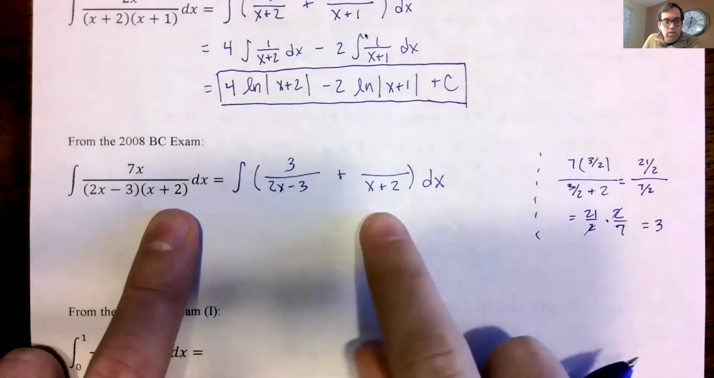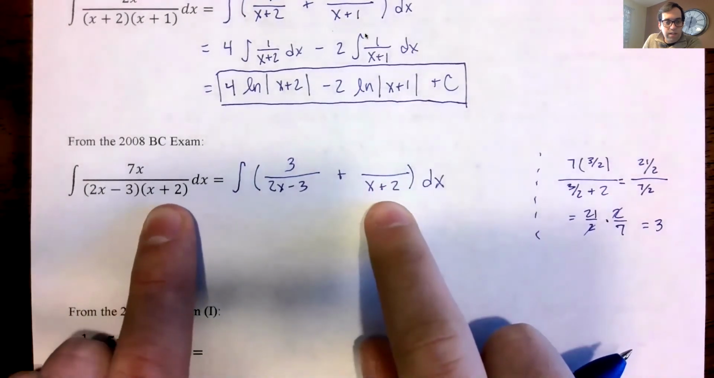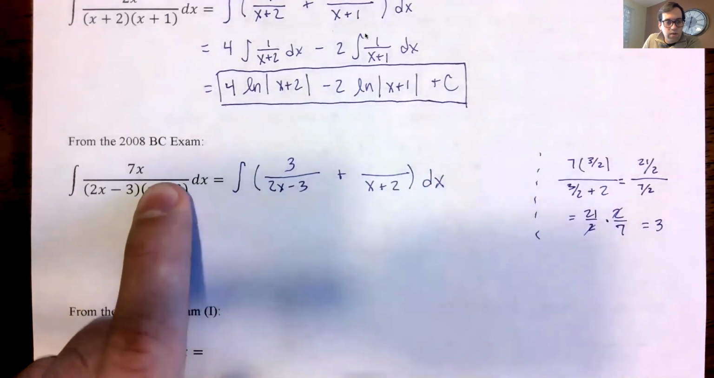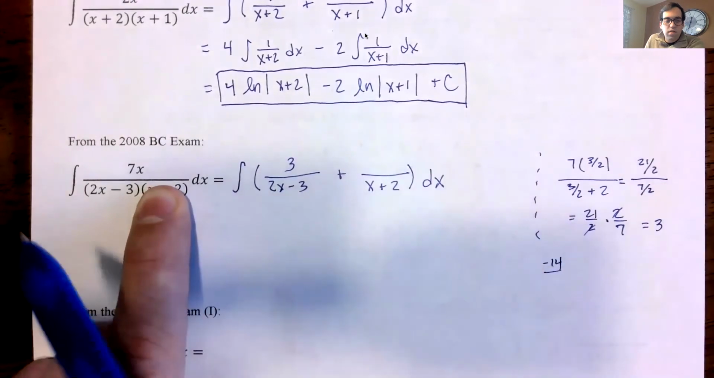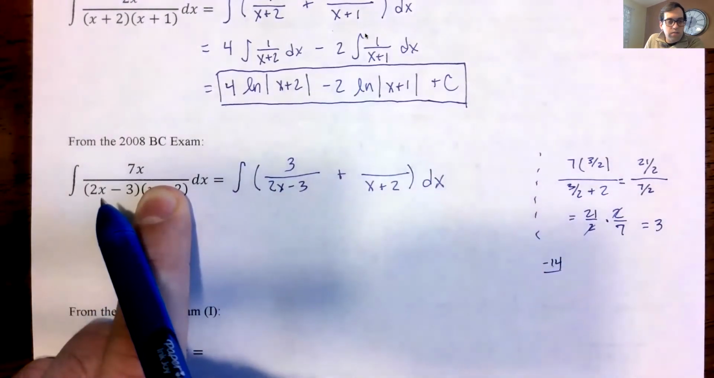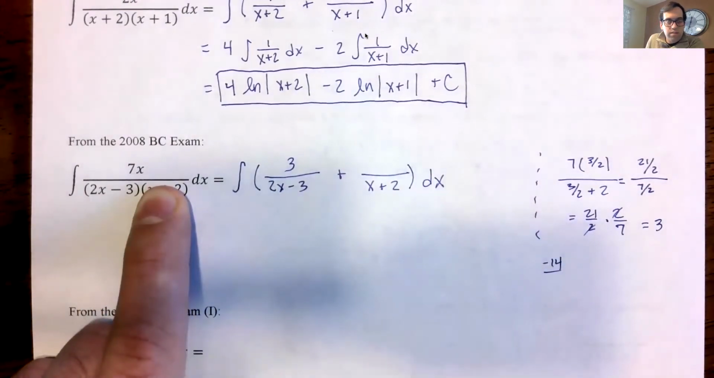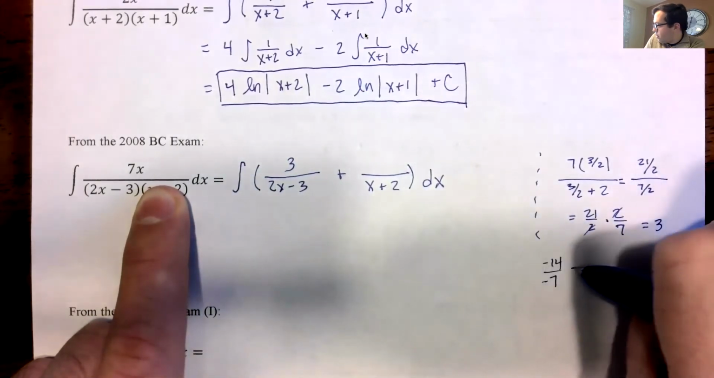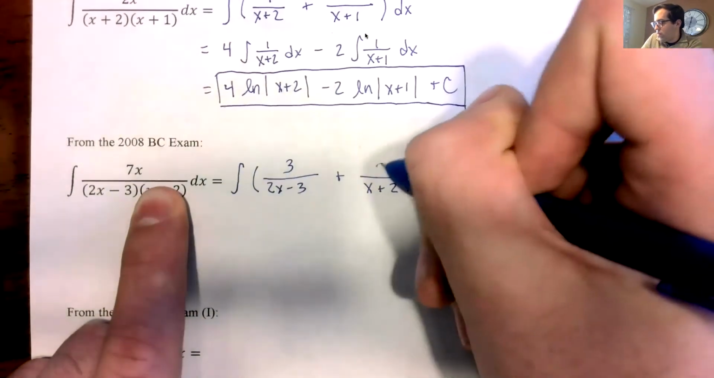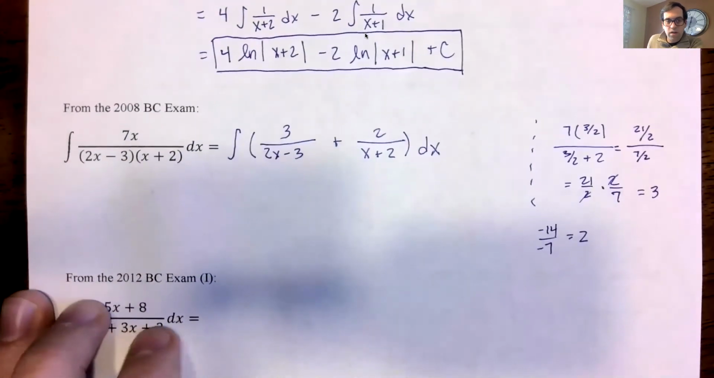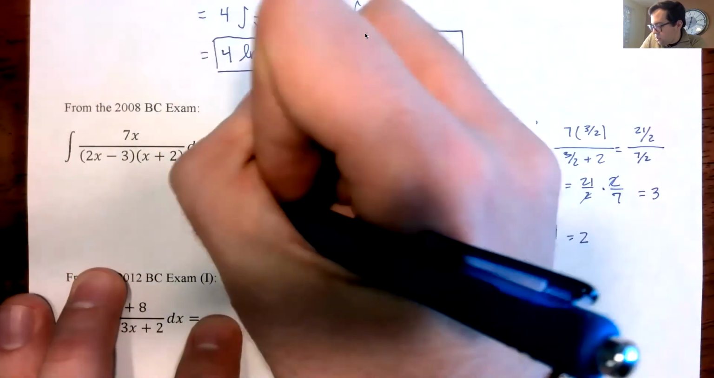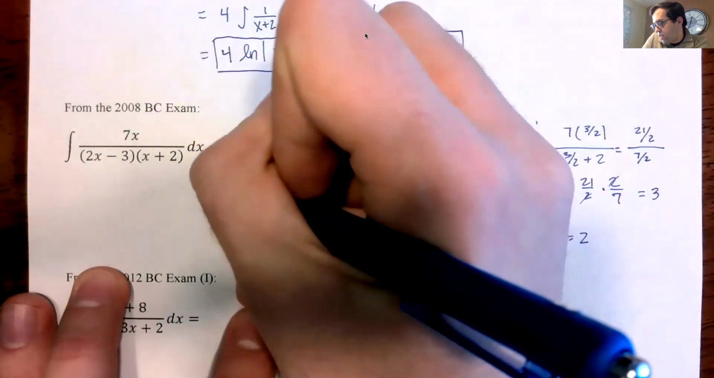For the second one, the convenient x value is going to be -2. So I cover up the x plus 2. 7 times -2 is going to be -14. 2 times -2 is -4. Minus 3 is -7. So I get 2. Okay, cool. So now we are ready to do the integration. Once again, I'll just write this step out.